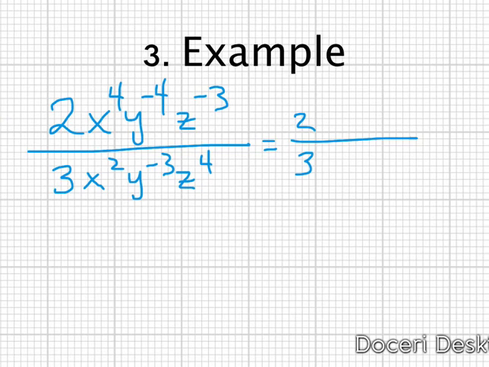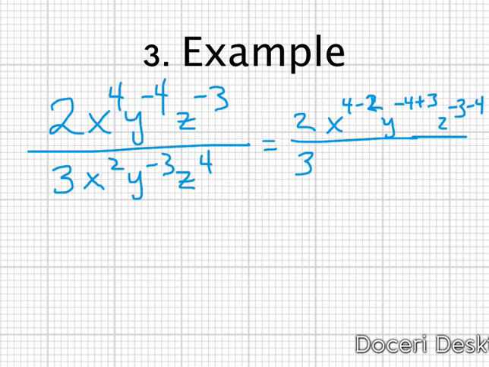Next, I'm going to look at my x's. Since I have x to the 4th on top and x squared on the bottom, I'm going to do x to the 4 minus 2 on top. Remember, if I have the same base, I can subtract the exponents. And then the next one is y, so I have y to the negative 4 minus a negative 3, which becomes a plus 3. And then for z, I have z to the negative 3 minus 4.